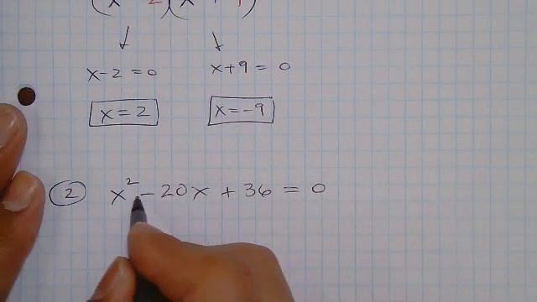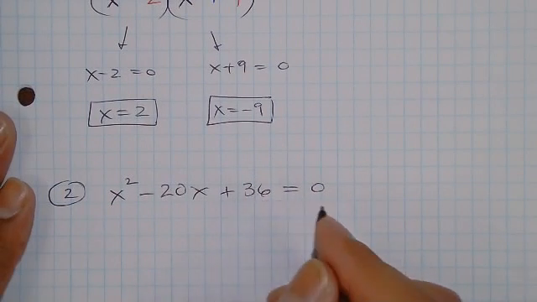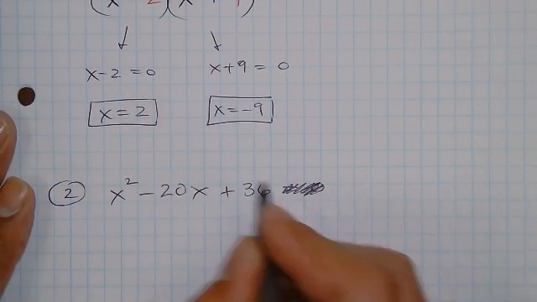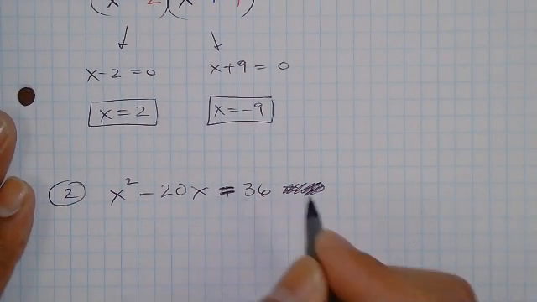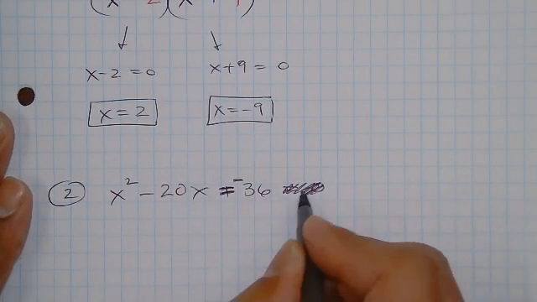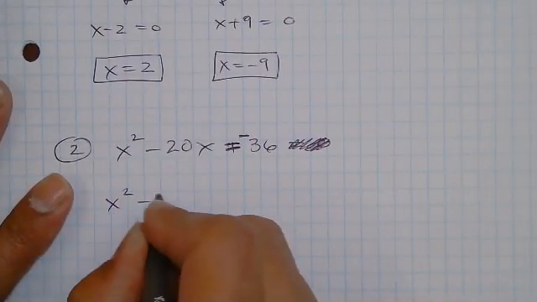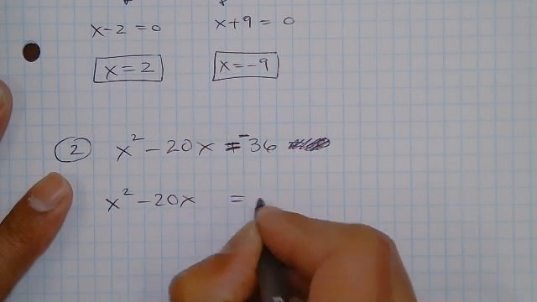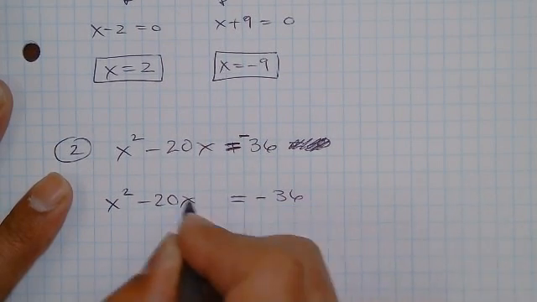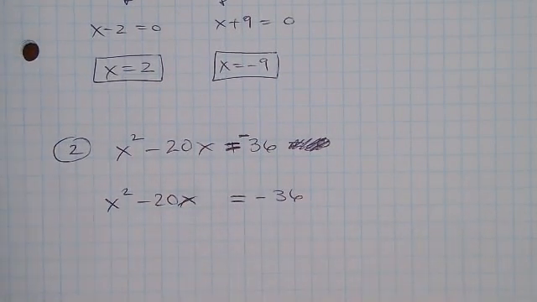I messed up. That's not right. Sorry. It should be equals negative 36, like this. What did they write it like? Let me write it again. I'm sorry. x squared minus 20x equals negative 36. It's not going to say equals 0.